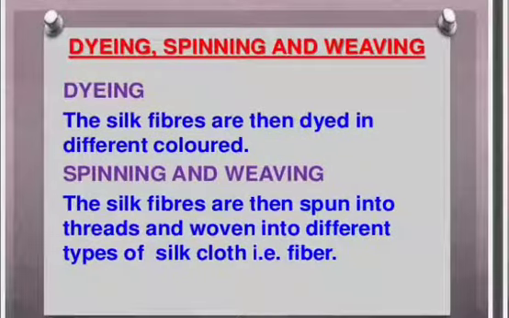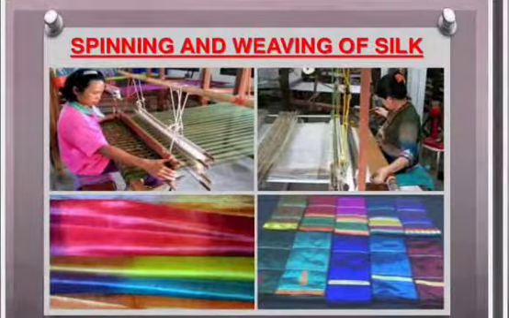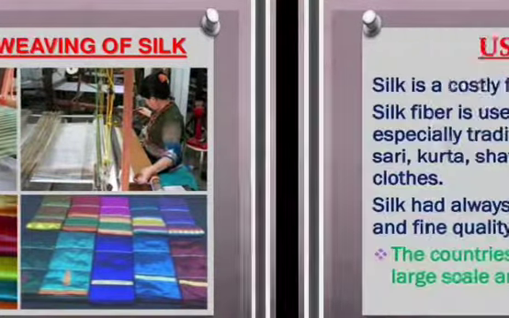Dyeing, spinning and weaving. Dyeing: the silk fibers are then dyed in different colors. Spinning and weaving: the silk fibers are then spun into threads and woven into different types of silk cloth, that is fabric. This is the picture showing you spinning and weaving of silk.